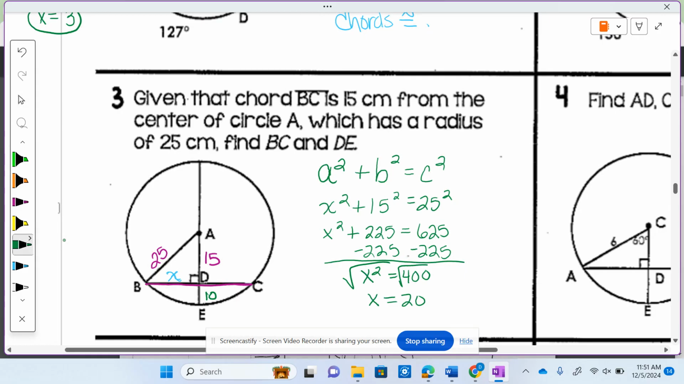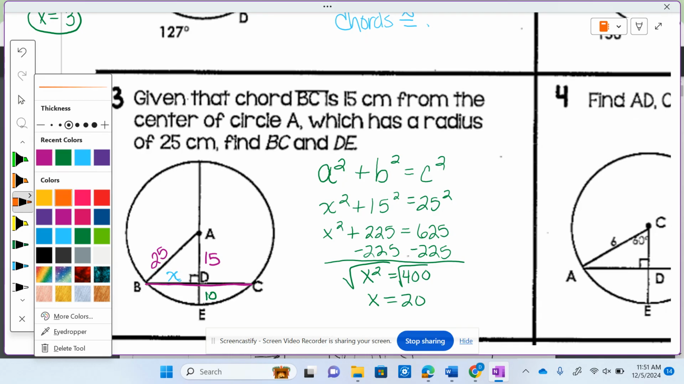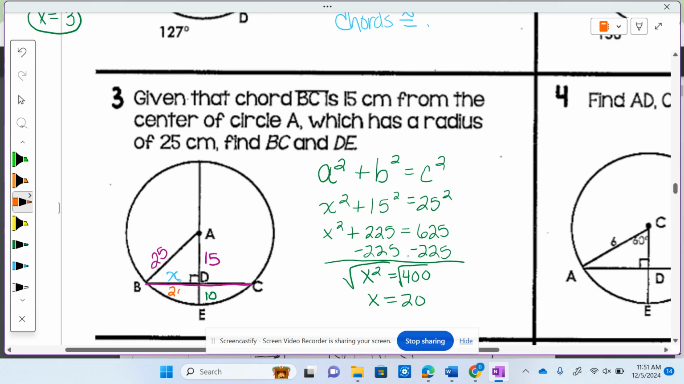So this measure right here is 20 centimeters. But it's not asking me for the measure of BD. It's asking me for the measure of BC. How do you know that? Because the radius or diameter splits the chord in half. Yeah, the radius or the diameter is a bisector, right? So if this segment measures 20, then this segment also measures 20.